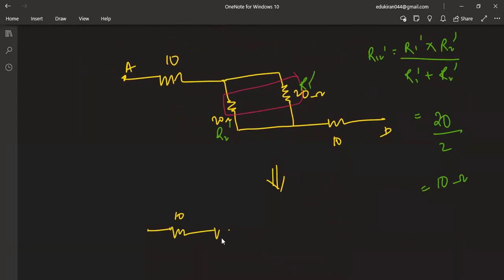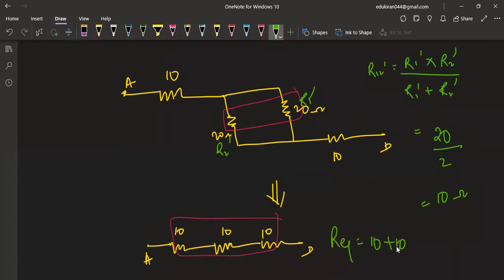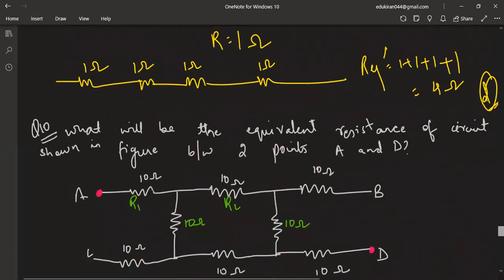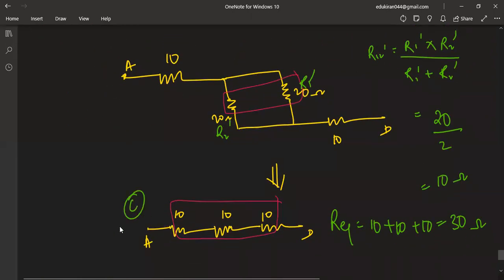Finally, instead of these two resistors also, what can we conclude? 10 ohm. Instead of this also, we are having 10 ohm. And we already had 10 ohm for point D. So now you can see they are all connected in series. So our equivalent will be 10 plus 10 plus 10, that is 30 ohms. So which option was it matching? C option. All right, so this is C option. Note it down, those who haven't written it.